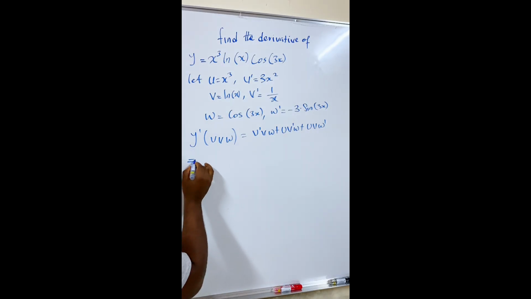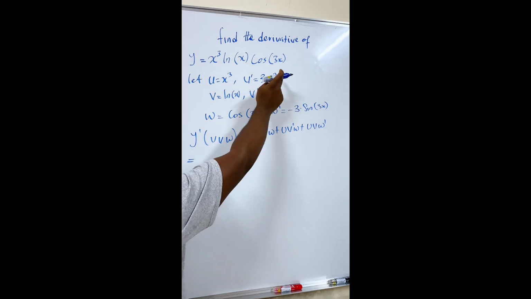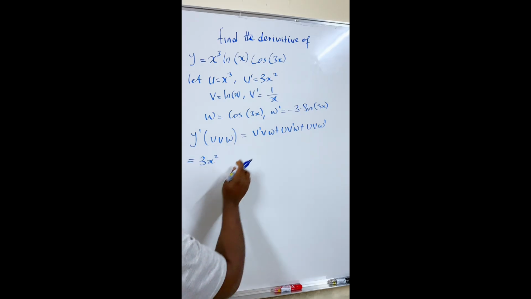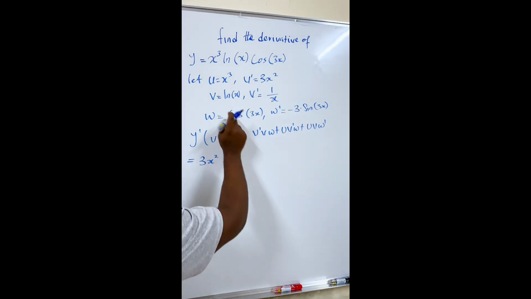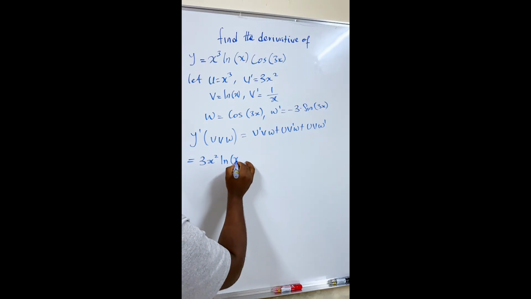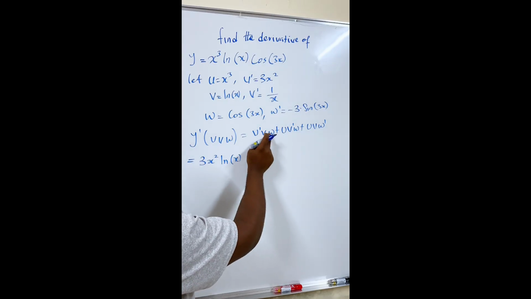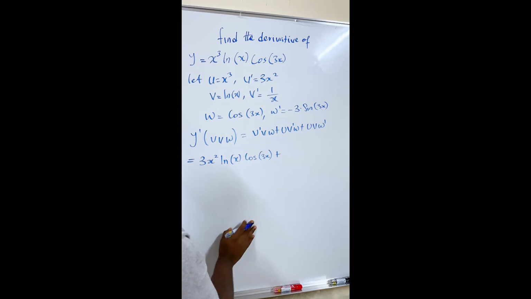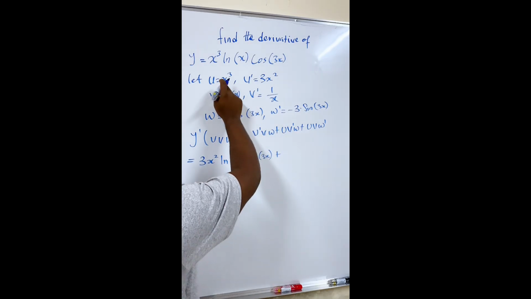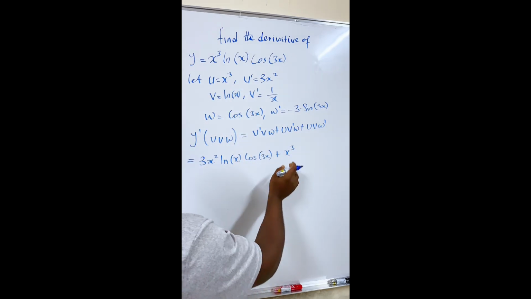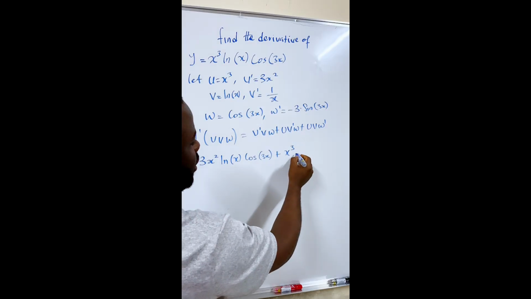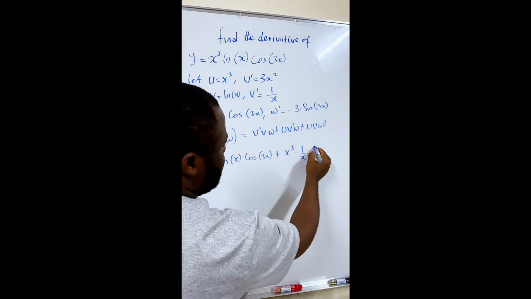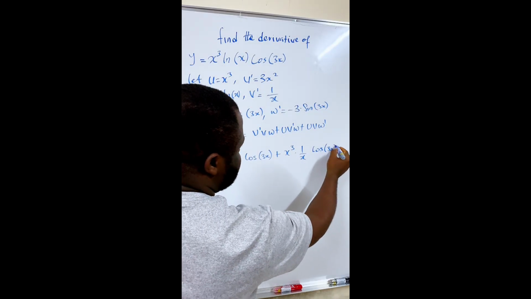So this is going to give rise to, what is u prime? We have 3x squared. Then what is v? v is ln x. What is w? w is cos 3x. Then plus, we have u. u is x cubed. We have v prime to be 1 over x. And we have w to be cos 3x.